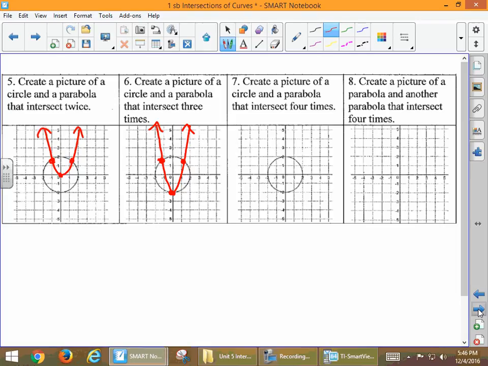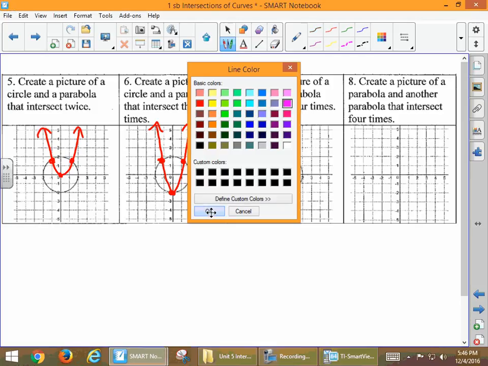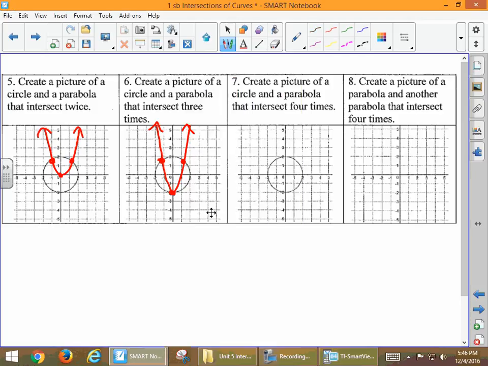If we want to make a picture of a parabola that intersects 4 times, then let's start below. I'm going to make my vertex here at (0, -3). And then the symmetry I didn't do very well, but we intersect there, there, there, and there. That point right there is a little bit off, but there's 4 points.